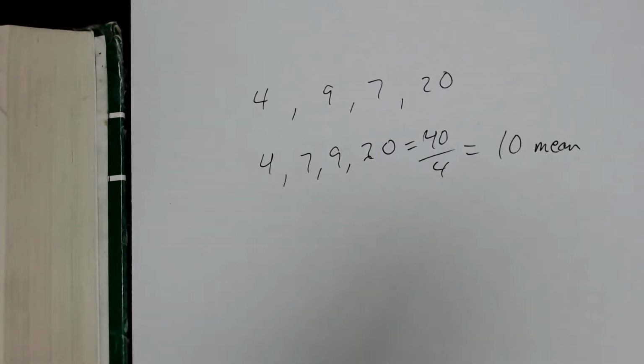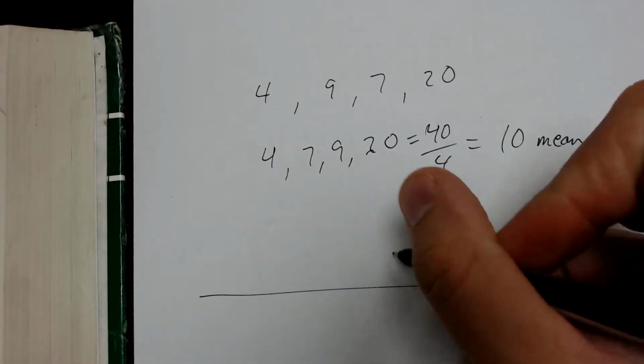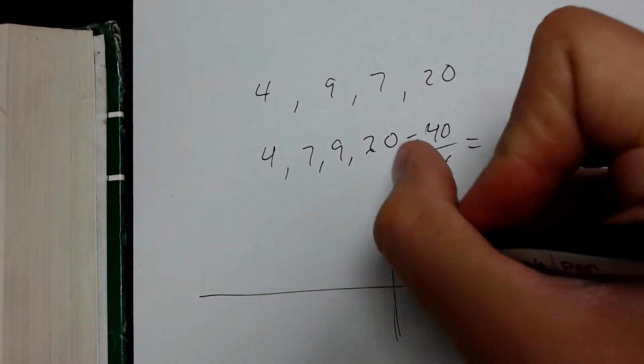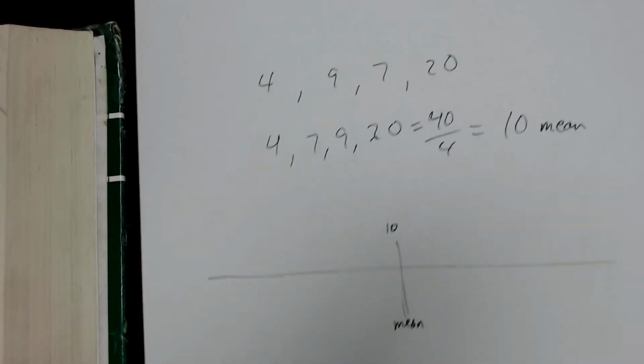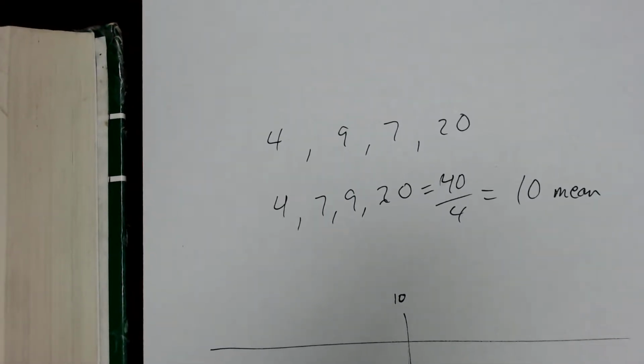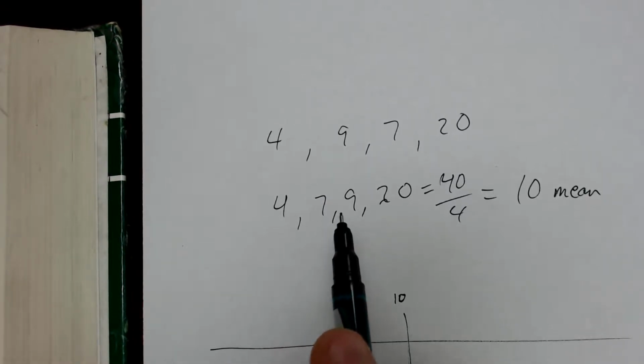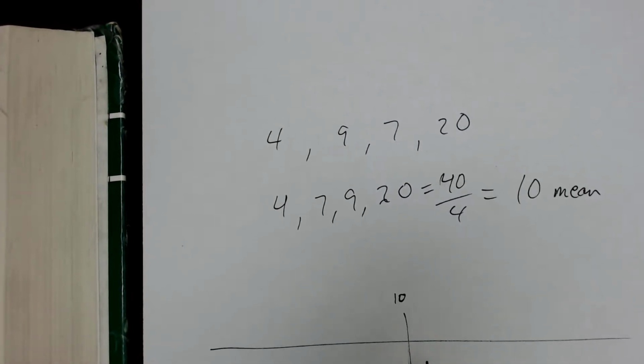Then we want to figure out the deviation. As far as a box and whisker plot goes, we would draw a line, and in the very middle would be our mean of 10. Now let's keep going with this data. We have to figure out what the deviation or the variance is. To do that, we test the distance of each of these points to the mean.